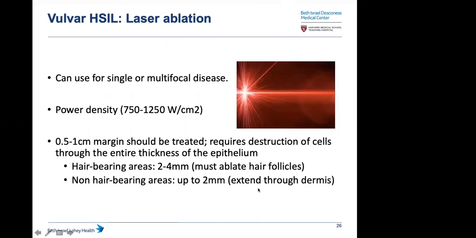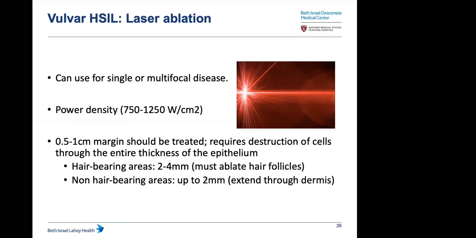Laser ablation is the second option for patients with vulvar high-grade dysplasia. You can use this for single or multifocal disease. Obviously, laser has to be done by somebody who knows how to use the laser, who's credentialed to use the laser. I don't use it a whole lot, but it is very useful, particularly when treating lesions around the clitoris, the urethra, and the anus, where you can't get huge, large surgical margins without affecting the function of those nearby structures. So it's very useful for those lesions.